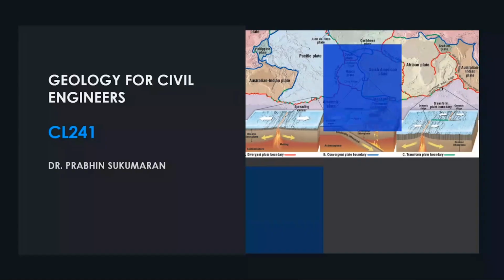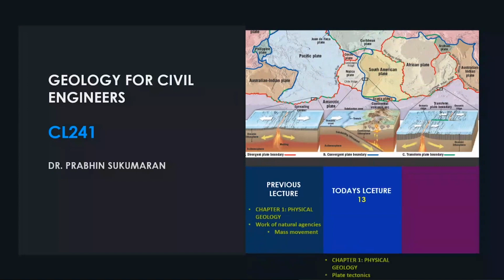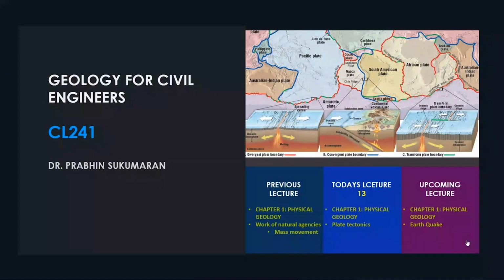In today's lecture, we are going to discuss plate tectonics. I'm sure that you must have heard the term plate tectonics somewhere, mostly when we talk about earthquakes, volcanoes, and mountain building. But what is this concept, and how is it important for a civil engineer, and in what way can it help us?